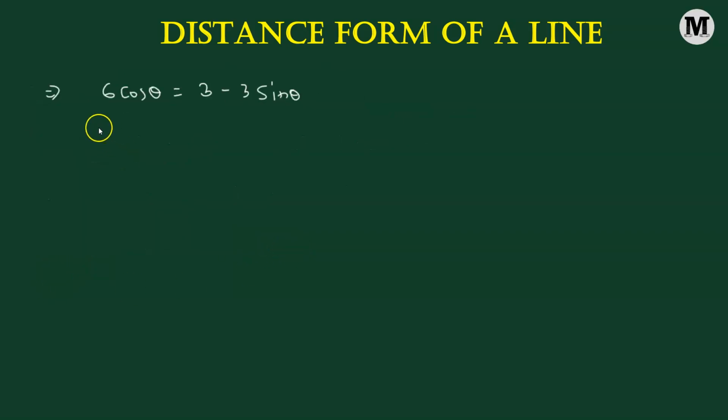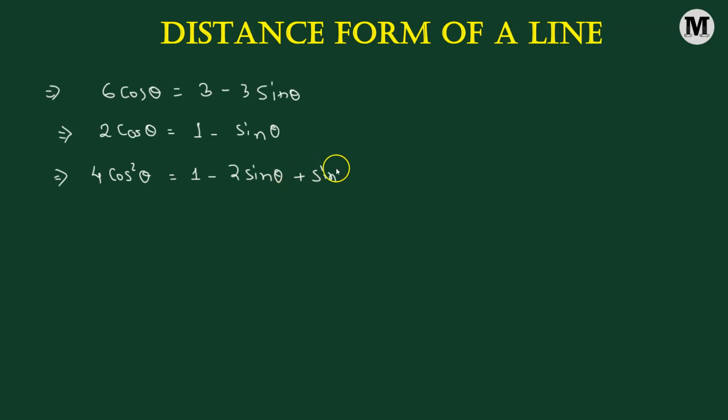Let's do one thing. Let's take 3 as the common factor from both of the sides. We'll be left with 2 times cosine of the angle theta equal to 1 minus sine of the angle theta. Now what we'll do, we're going to square both sides. So squaring gives us 4 times cosine squared theta on the left hand side, and on the right hand side we have 1 minus 2 times sine of the angle theta plus sine squared theta.